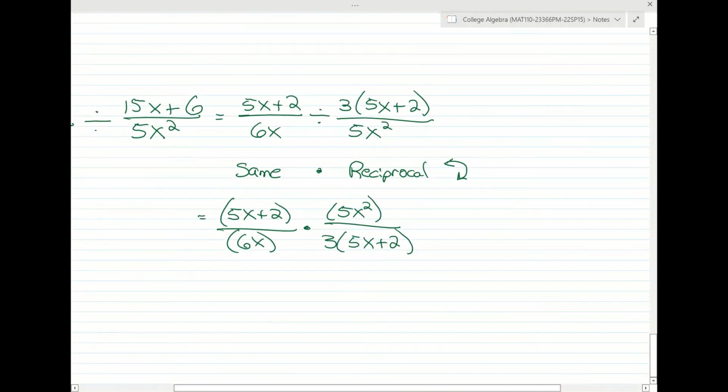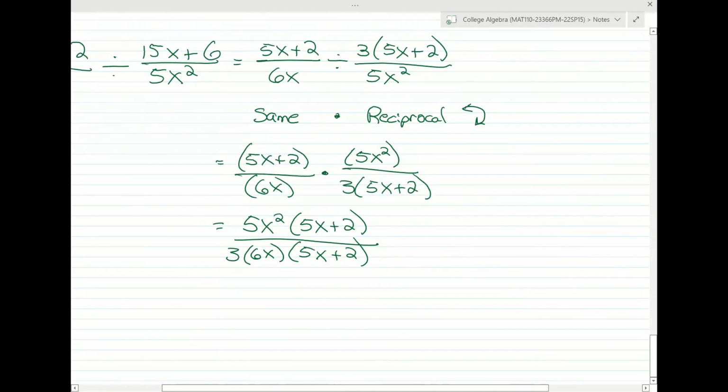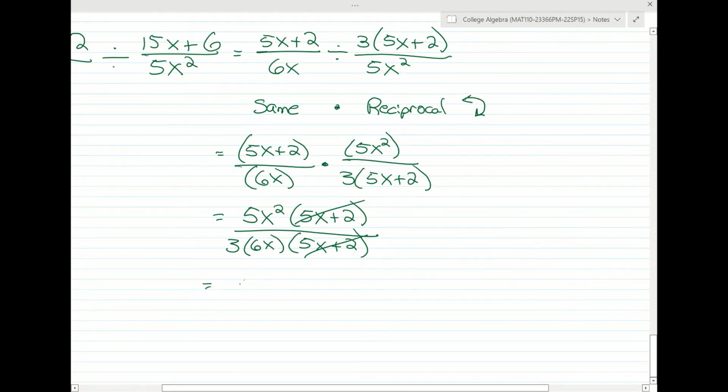Let's see what we're looking at. It's just going to be 5x squared times 5x plus 2 over 6x times 3 times 5x plus 2. You do have to just keep everything organized so you don't get yourself confused, but if we do that, we can easily see that we can factor out a 5x plus 2, right? Let's factor that from the top and bottom, giving us just 5x squared over 18x.